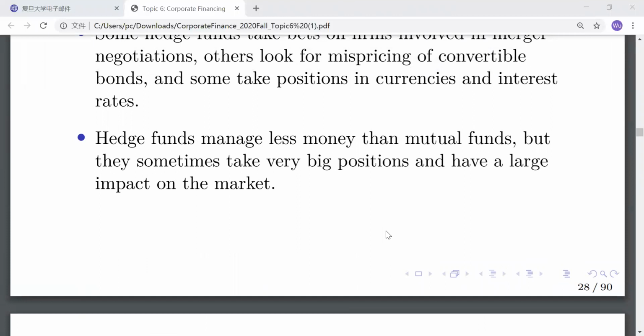And hedge fund managers manage less money than mutual funds, but they sometimes take very large positions and have a large impact on the market because they need to deliver superior return. That's why they need to take a lot of risk. Right?